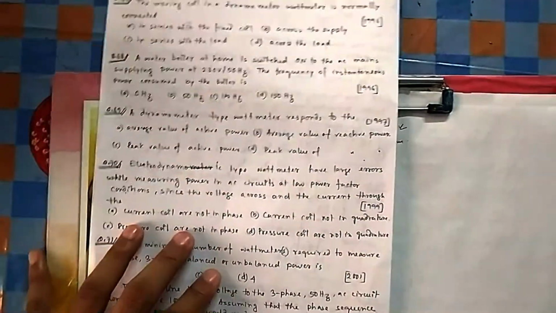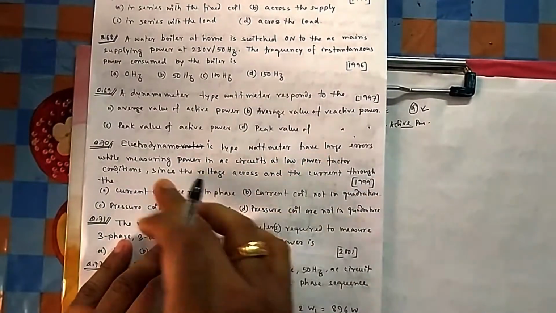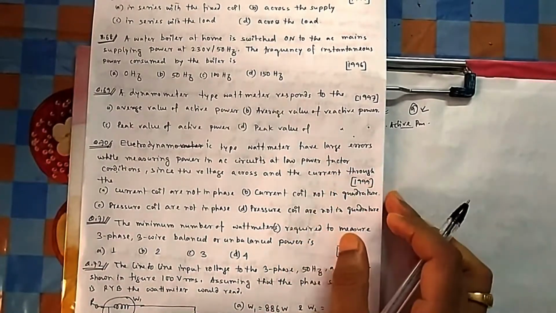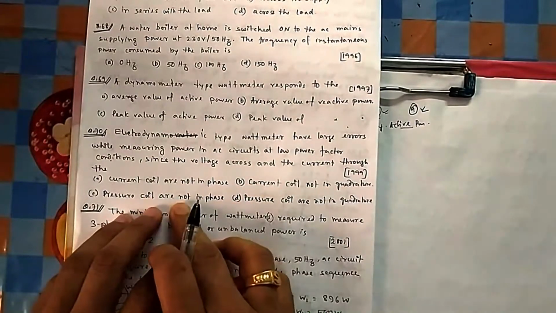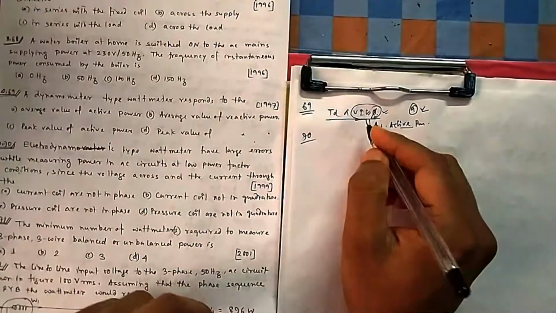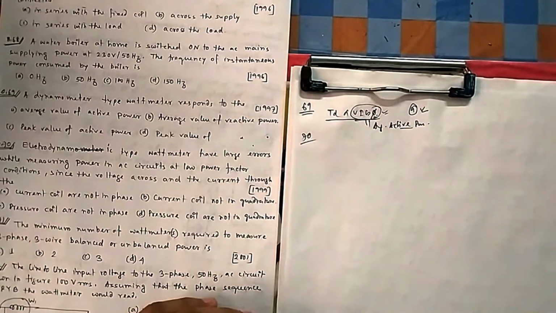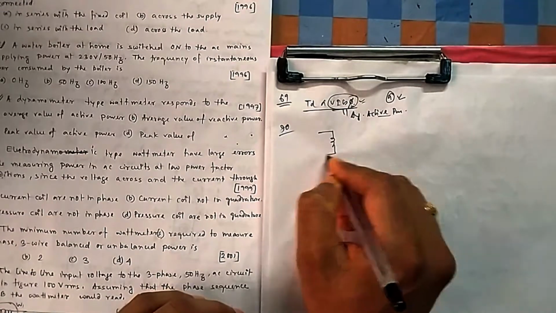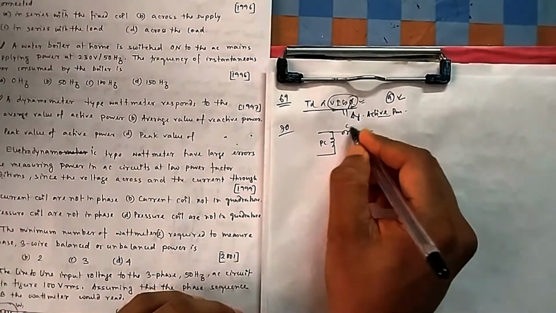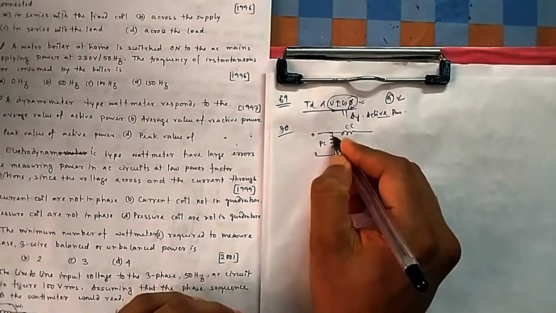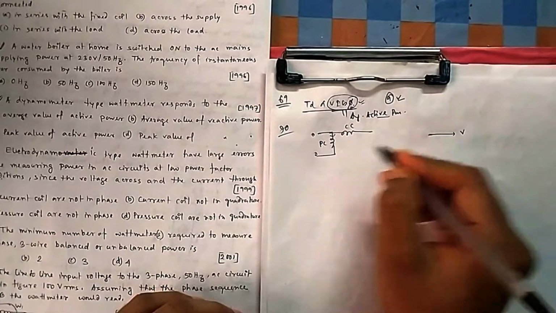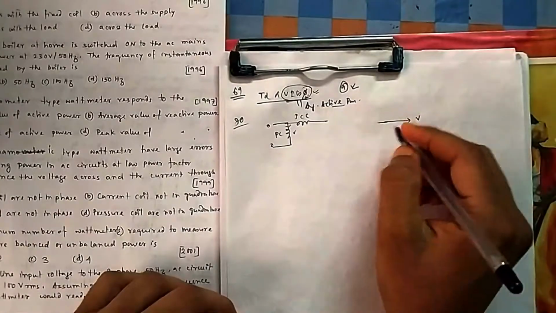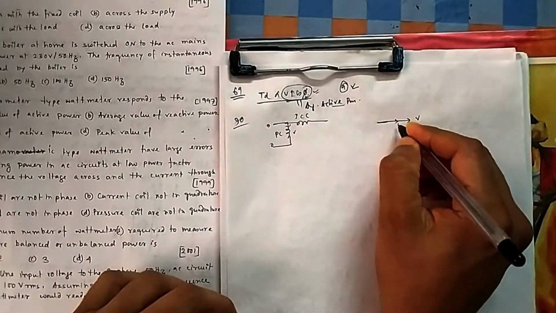If you come to 70, the electrodynamometer type wattmeter has a large error while measuring the power in an AC circuit at low power factor conditions, since the voltage across and the current through the pressure coil are not in the same phase. Why is this so? That's what I was telling. There is an error in this one. This is your pressure coil, this is your current coil. Suppose this is the V that you are giving as supply and this is your measuring I. Due to this V, there will be a current flowing in the pressure coil, and we assume that it is in phase with this one.